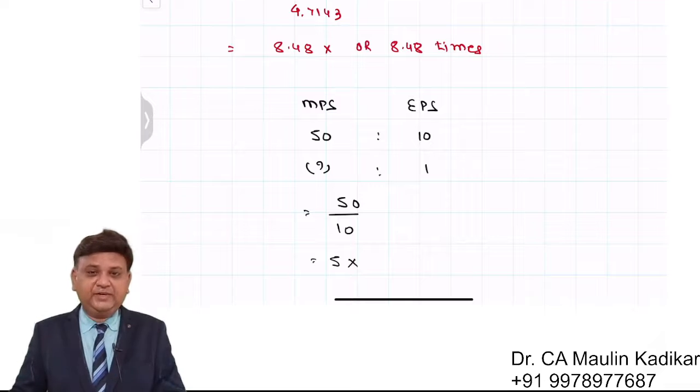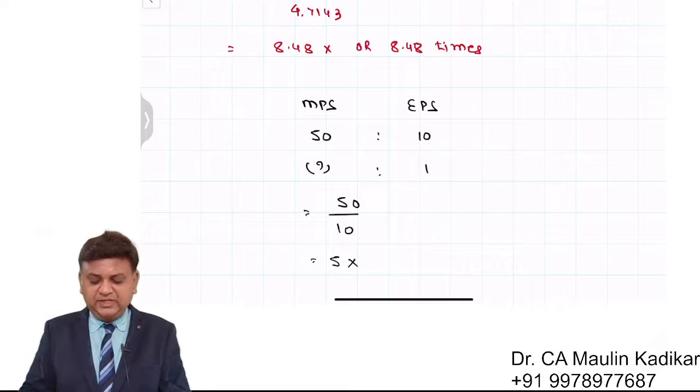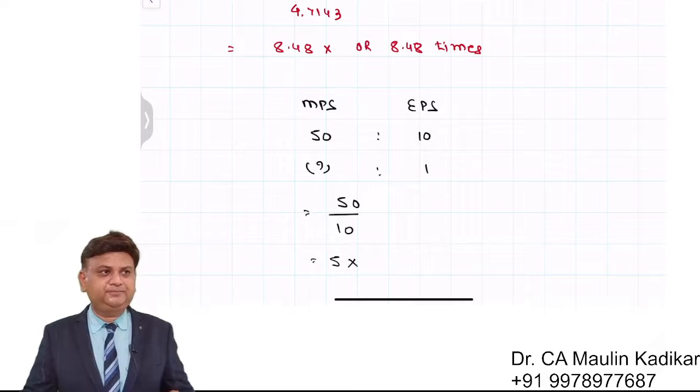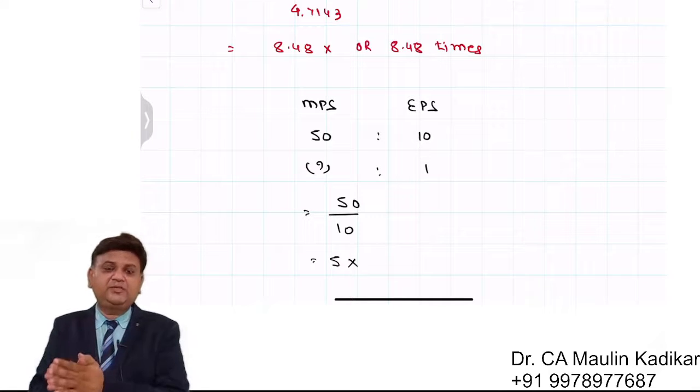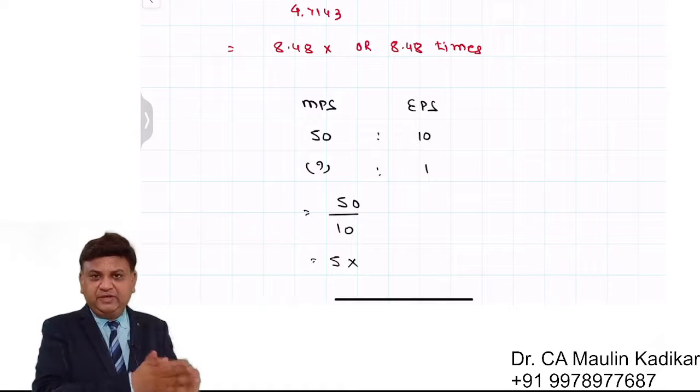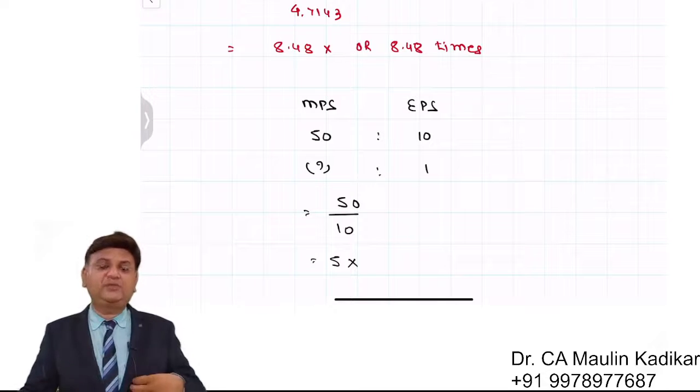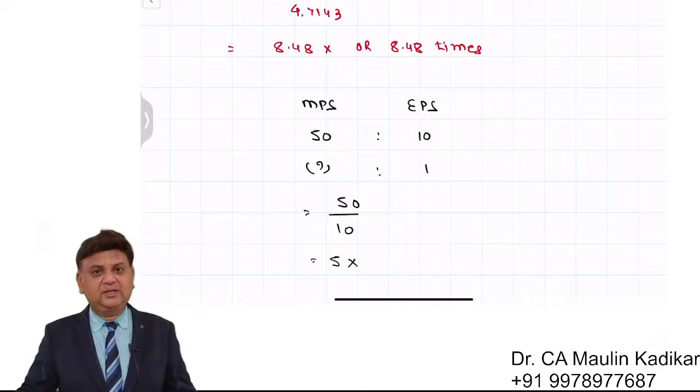So the answer is 5 times. What does this say? The 5 times is indicating that for every 1 rupee of the earning, market value is rupees 5. That is what it indicates.